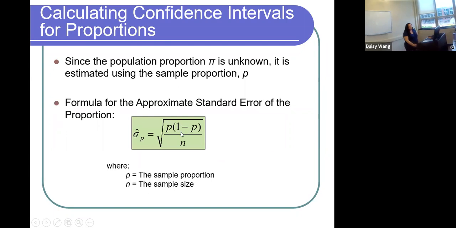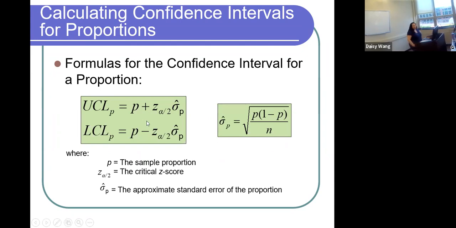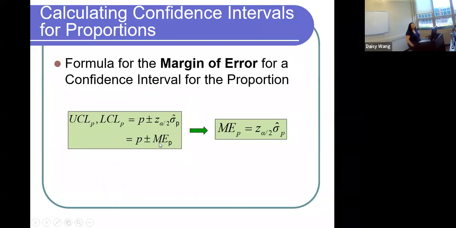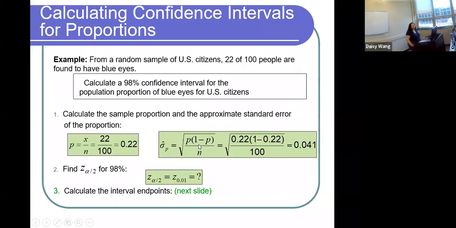So now they change it to P times 1 minus P, so it's the same as P times Q. Similar to what we just did, we take Z times the standard error of P. Like this, we calculate the upper confidence level and the lower confidence level. So the margin of error is this.